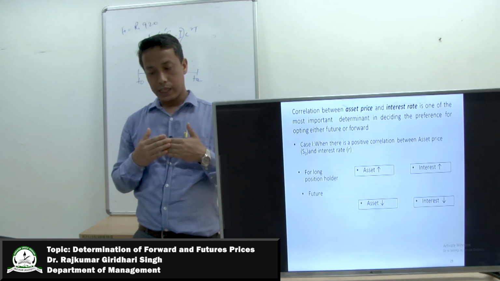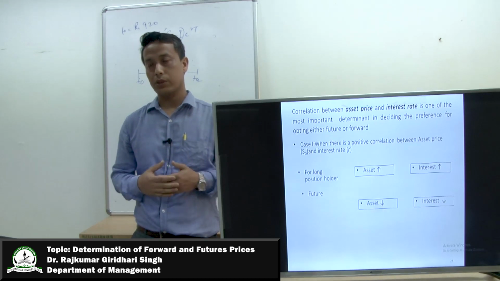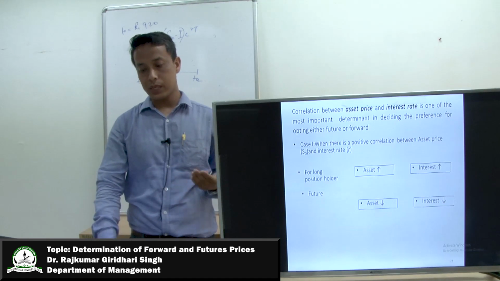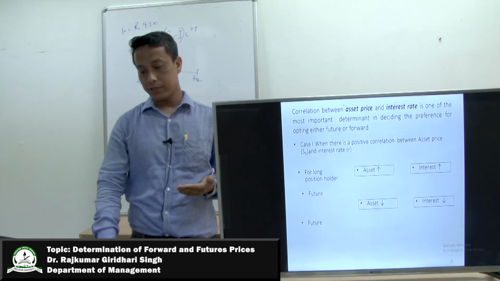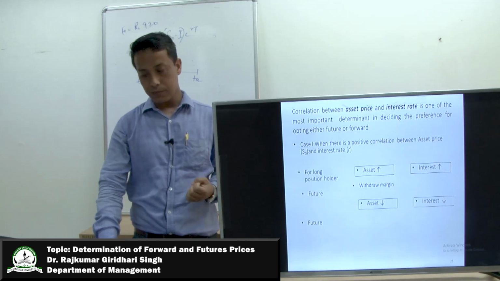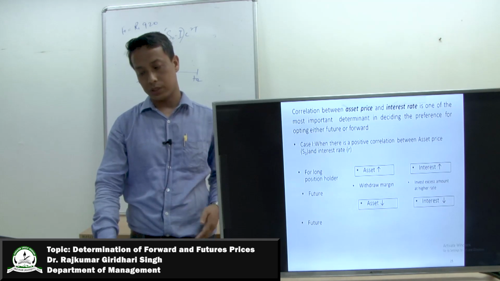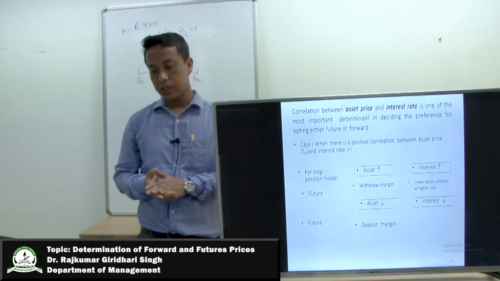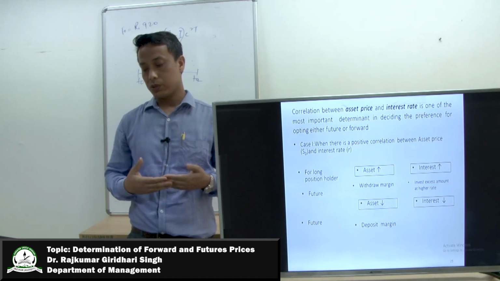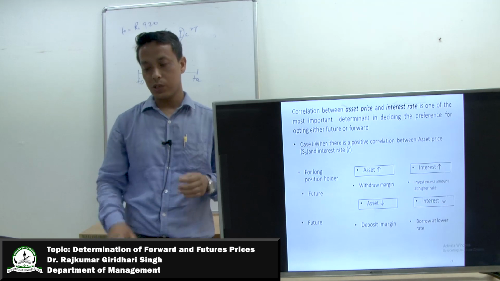As we all know, in a futures instrument there is something called mark to market margin, whereby settlement is done on an everyday basis. So if asset prices rise, you as a buyer are benefiting. You can withdraw the margin out of the mark to market, and this excess amount you can invest at a higher rate of interest, because the interest rate is also going up. But if asset prices are falling, you are losing. As per the mark to market, you have to bring in more money, so you have to deposit this margin. This deposit you borrow at a lower rate of interest. So this is the case when you have positive correlation.